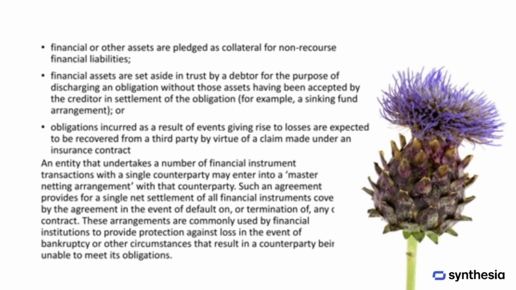Entities that carry out multiple financial instrument transactions with a single counterparty may enter into what is called a master netting arrangement. This type of agreement allows for a single net settlement of all financial instruments covered by the agreement if there is a default or termination of any one contract. These arrangements are commonly used by financial institutions to protect against losses in case a counterparty becomes unable to meet its obligations, such as in bankruptcy or other financial difficulties.